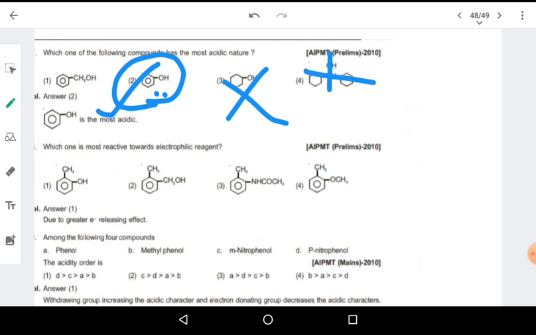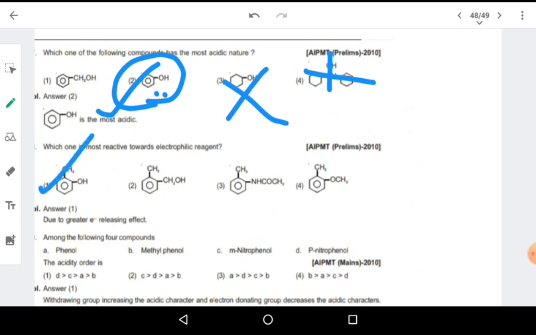Which one is the most reactive towards electrophilic reagent? Whichever has the higher electron releasing effect is going to be more reactive towards electrophilic reagent. So the answer should be option number 1.